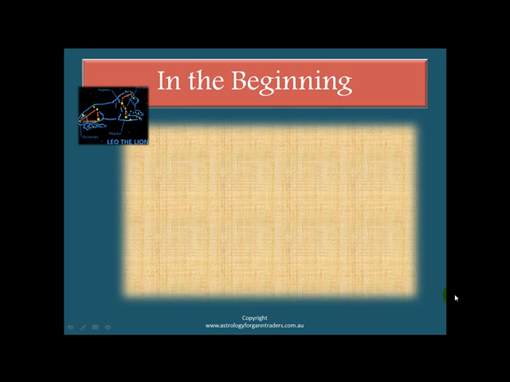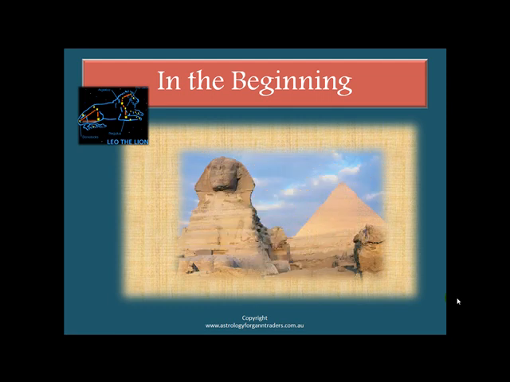So let's get started. In the beginning, there was a pyramid. No. Did you know that the Pyramid of Giza is aligned with the 4 cardinal points on a compass? This means that its 4 sides point exactly true east, west, north and south.